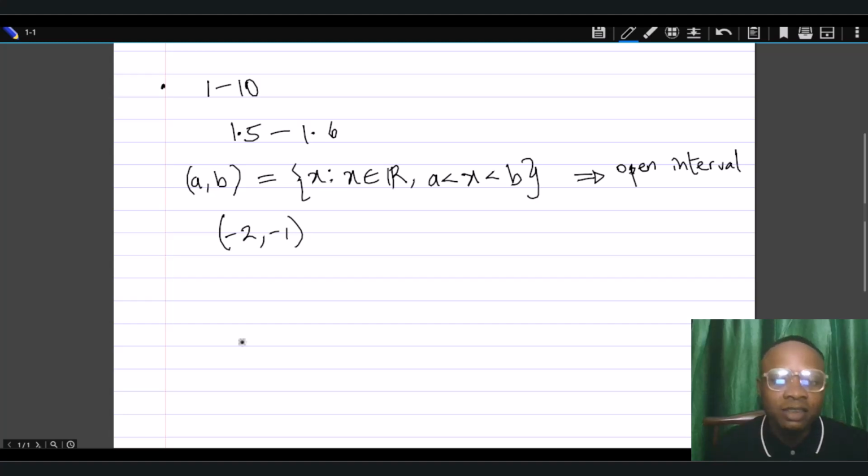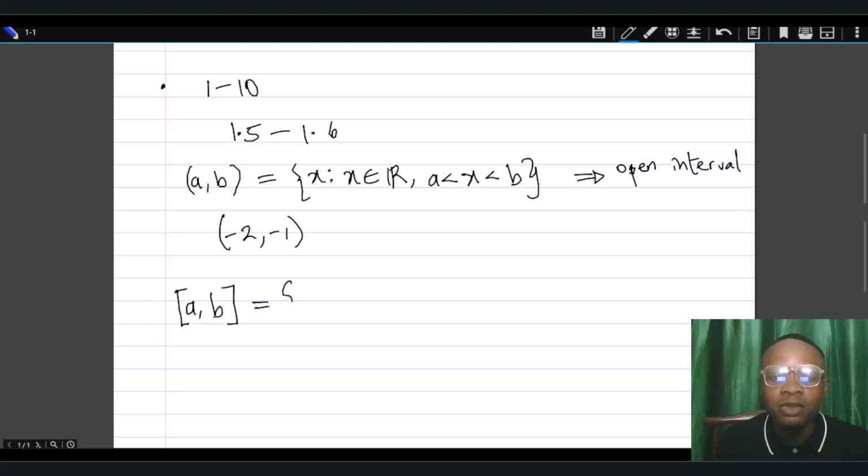Okay, so whenever you see parenthesis like this, it means an open interval. We also have notation for closed interval. You can have something like this. For instance, when you see this, we call this bracket. When you see this bracket, it means a closed interval.